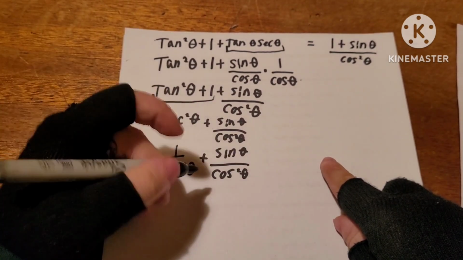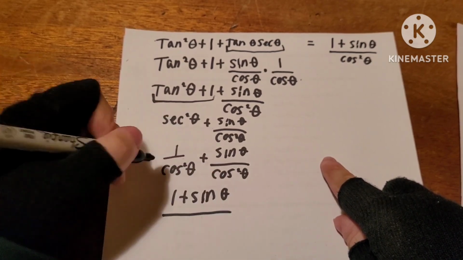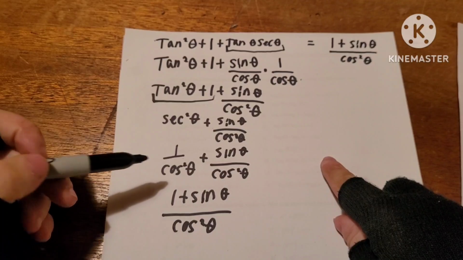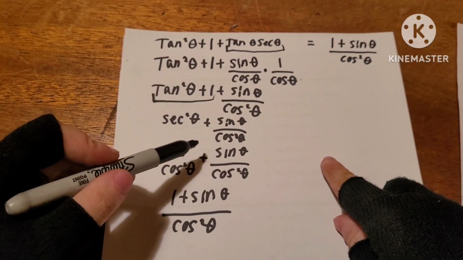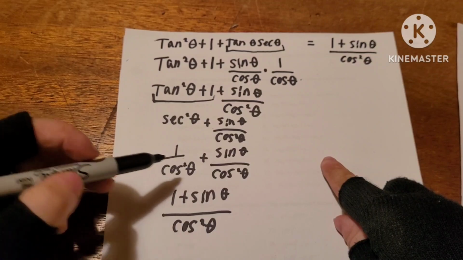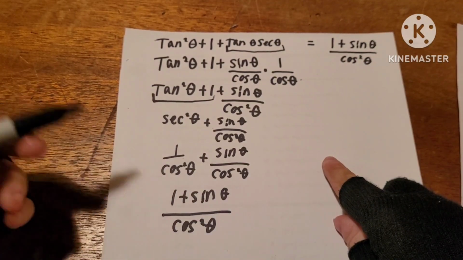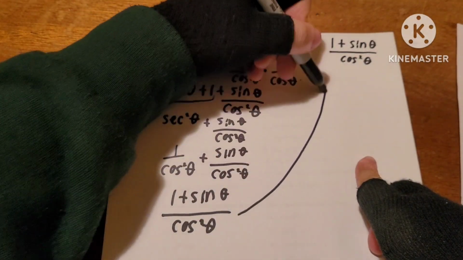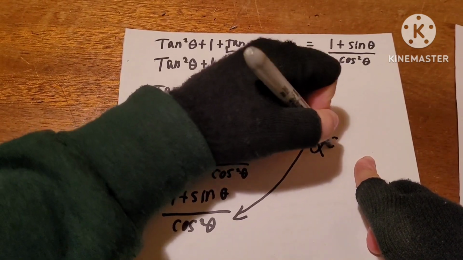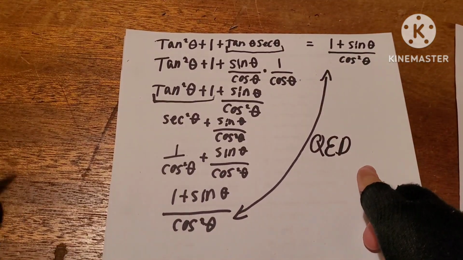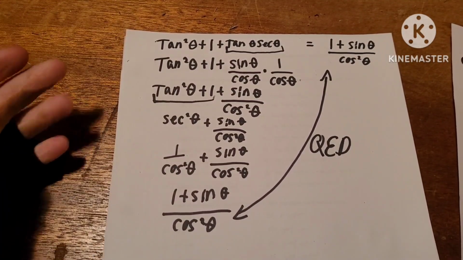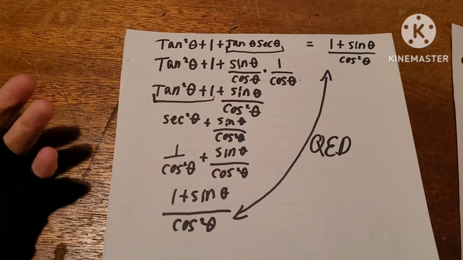Which then is 1 plus sine, all over cos squared theta, because with addition and fractions, the denominator does not change when they are the same. So, you have yourself a satisfying QED.